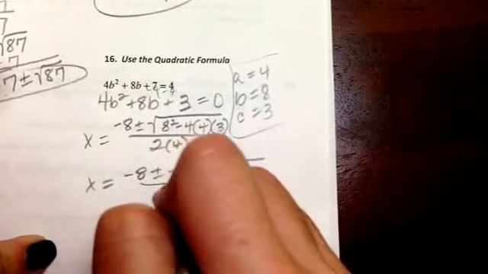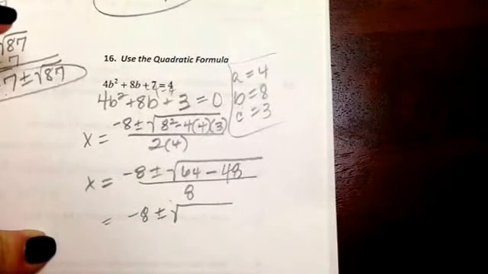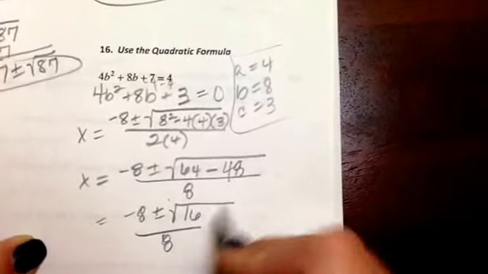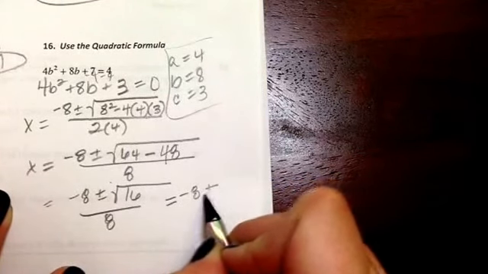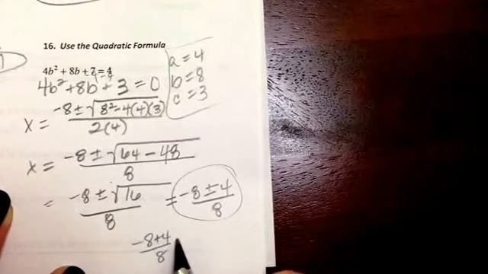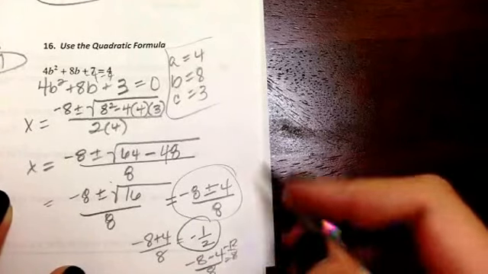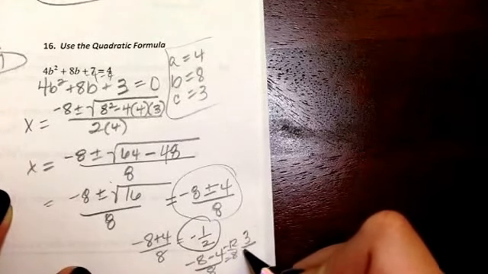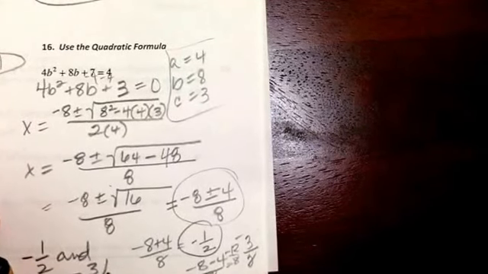Keep simplifying step by step. It's easy to lose your way here. 64 minus 48 is 16. I like how this is going. I'm going to get a nice pair of integer answers. Negative 8 plus or minus 4 all over 8. So negative 8 plus 4 divided by 8 is negative 4 over 8, negative a half. And negative 8 minus 4 divided by 8 is negative 12 over 8, negative 3 halves. So my solutions here are negative 1 half and negative 3 halves.